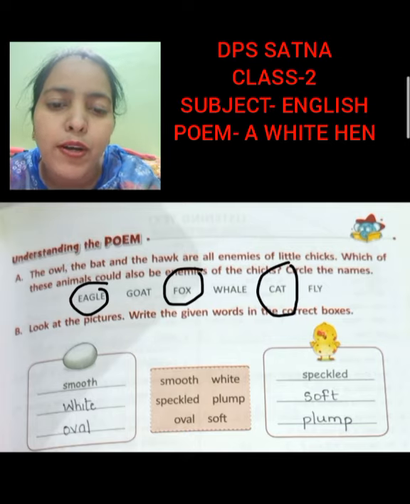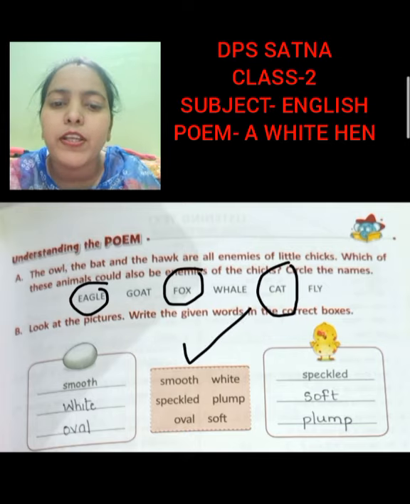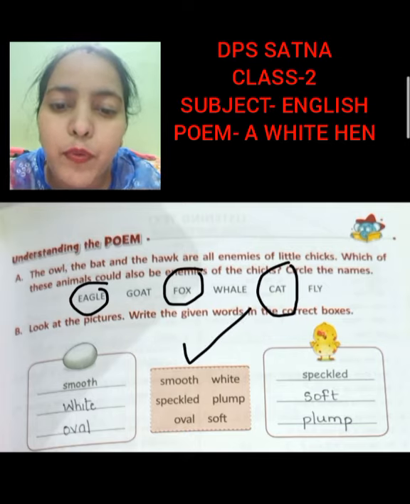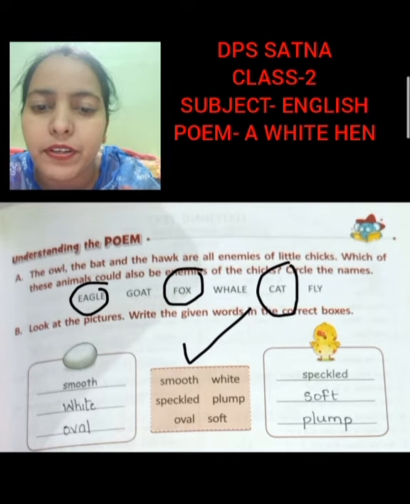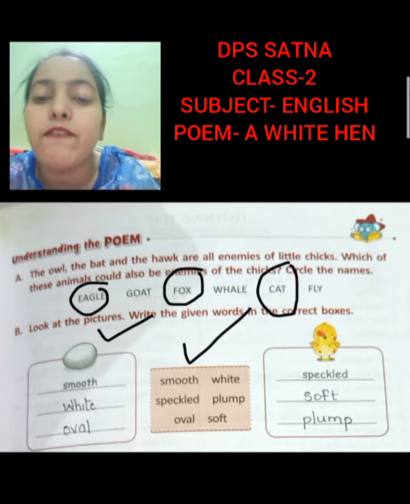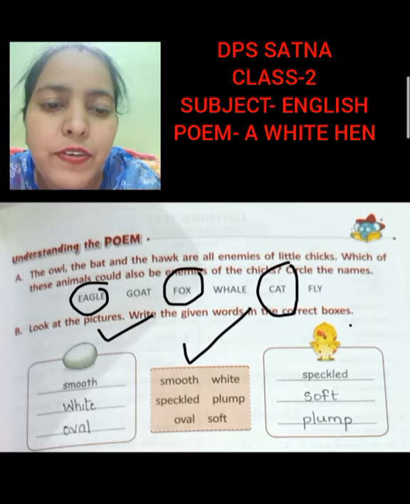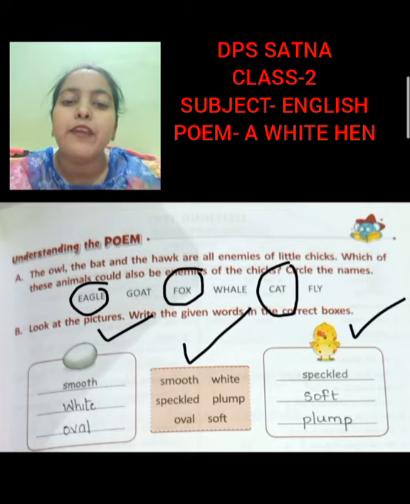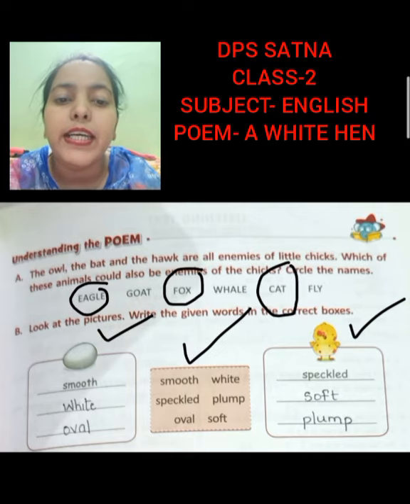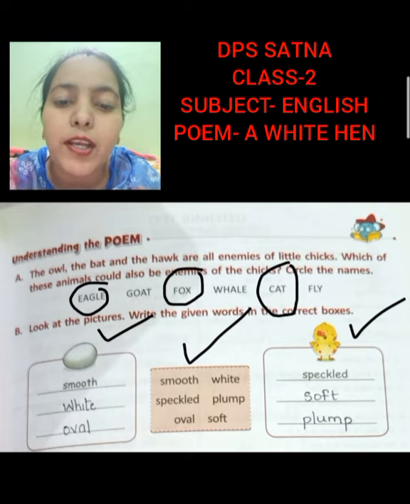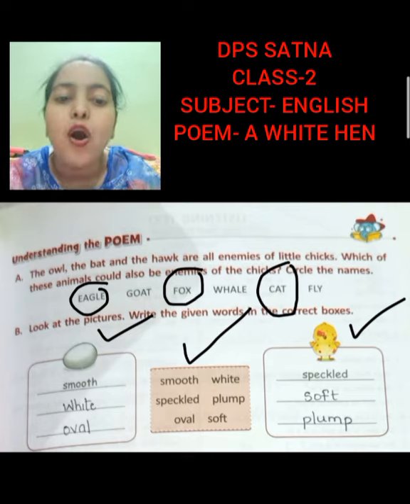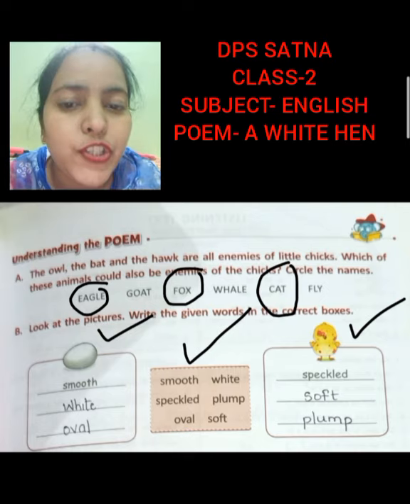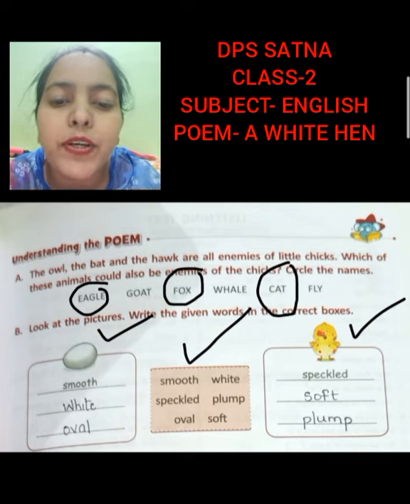Jo last letter Y hai, humko usko hata dena hai. Aur uske jagah humko kya add karna hai? IED, to change it into past tense. Yesterday words mein change karne ke liye. Okay. So the first word, what is written over here? Reply. And what we will be doing? We have to remove y from here and we have to add ied.